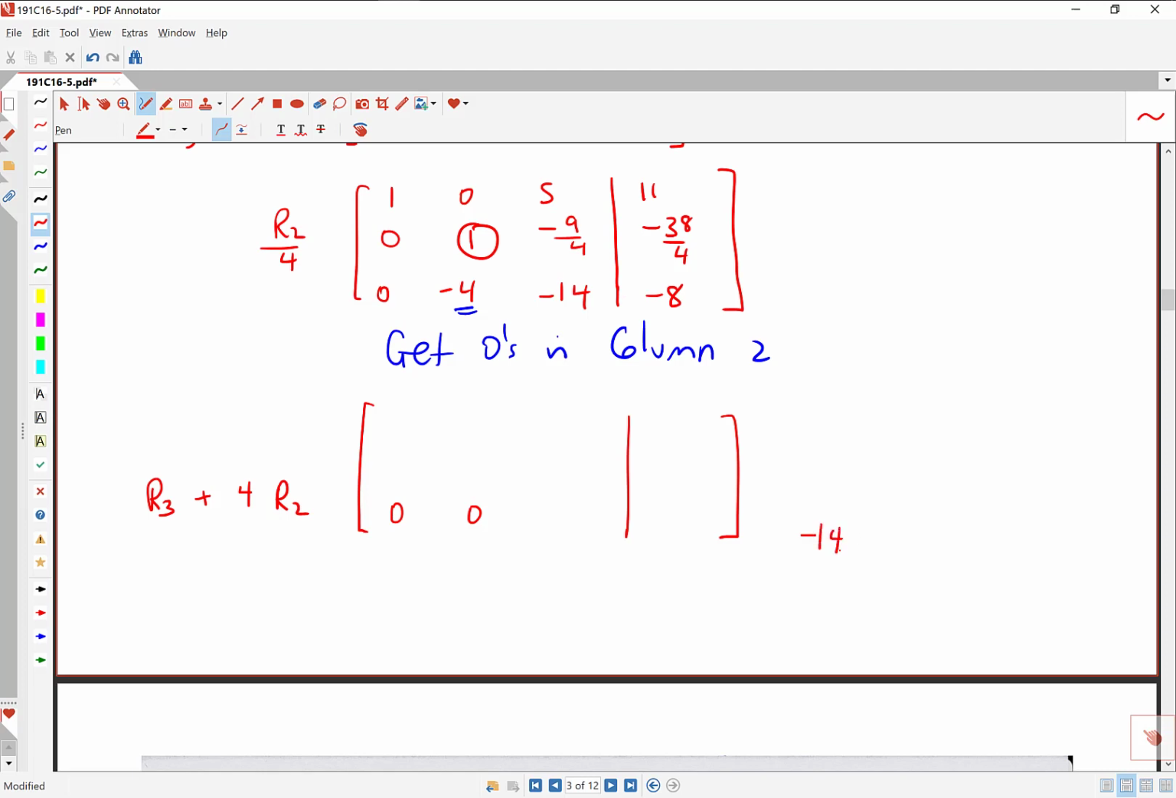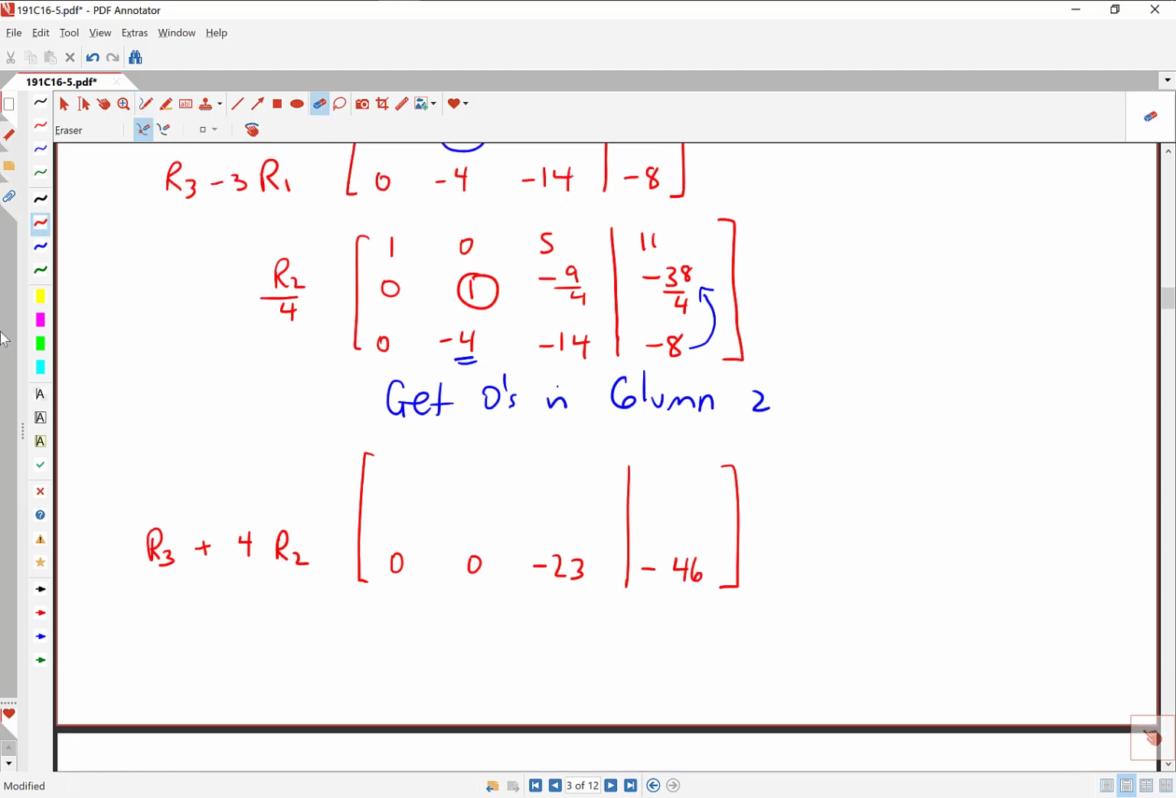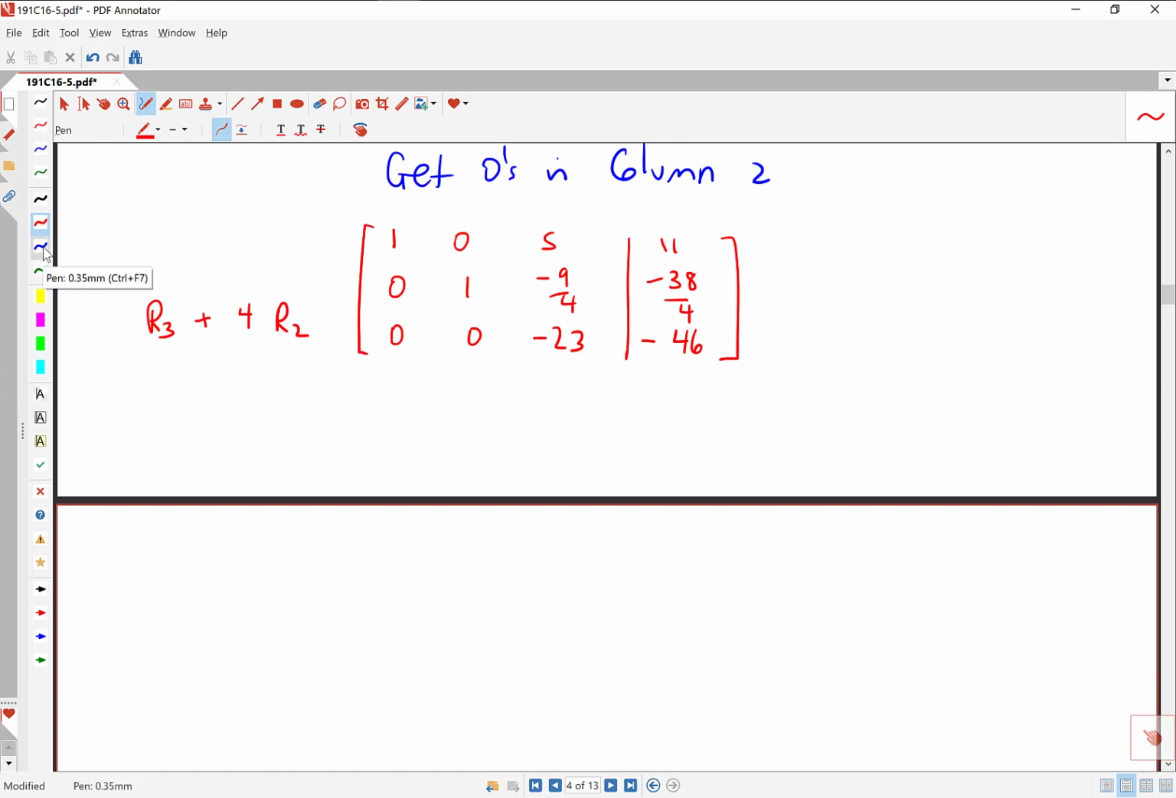We're going to have negative 14 plus 4 times negative 9 over 4. Okay, so that's like saying negative 14 minus another 9 gives us negative 23. And then a little bit more scratch work on the side. We need to take negative 8 plus 4 times negative 38 over 4. So that's like negative 8 minus another 38 gives us negative 46. And the top 2 rows can just get recopied. So now columns 1 and 2 are both cleaned up.